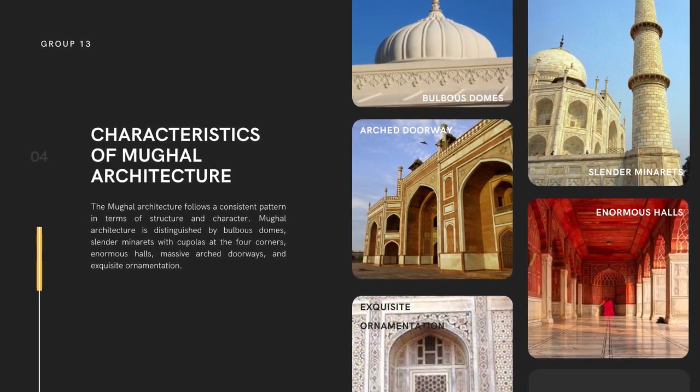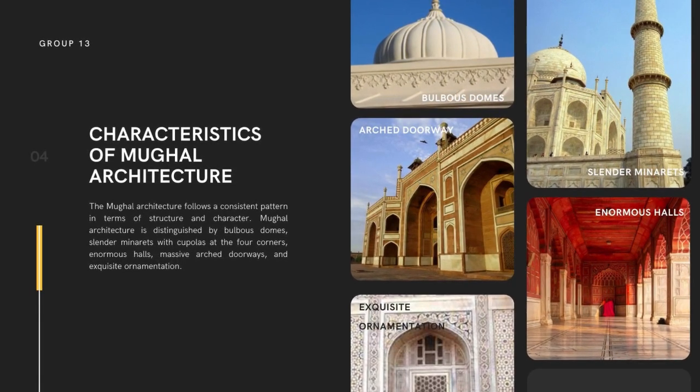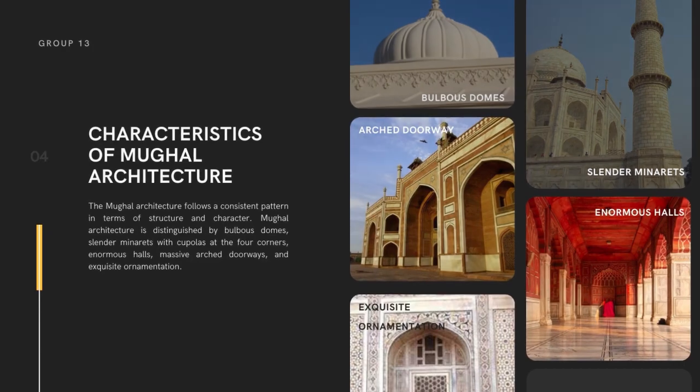Characteristics of Mughal architecture. Mughal architecture follows a consistent pattern in terms of structure and character. It is distinguished by bulbous domes, slender minarets with cupolas at the four corners, enormous halls, massive arched doorways, and exquisite ornamentation.